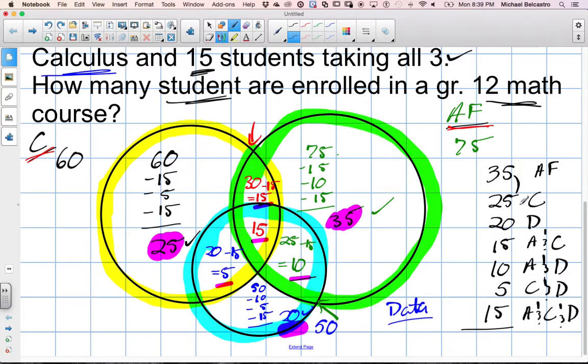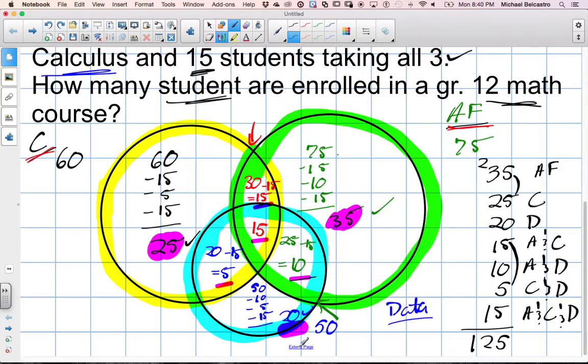I'll quickly do this. This is 10, 25. So we have 5 carry the 2. This gives me 5, 6, 8, 10, 11, 12. So it looks like there are 125 students altogether.